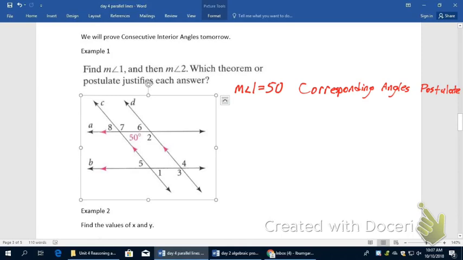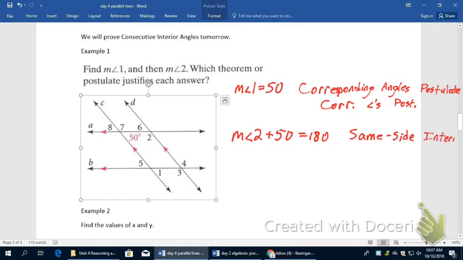Moving on to angle 2. If I'm looking at angle 2, I'm going to be looking at transversal A. Line A is going to be my transversal connecting angle 2 to 50 degrees. 2 and 50 are connected between the parallel lines C and D. They are lying between those parallel lines, so they are interior angles. Now, because they are on the same side of transversal A, they are same side interior angles. My setup is going to be the measure of angle 2 plus 50 is equal to 180 degrees because they were same side interior angles.